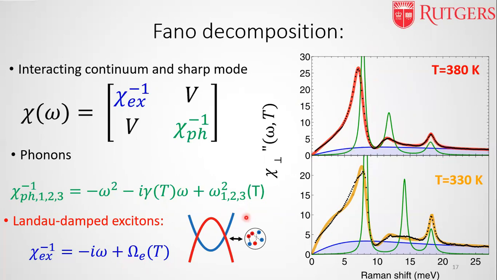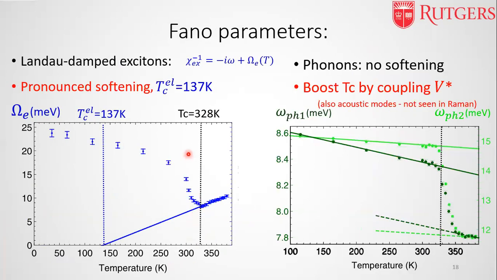Most importantly, from this fitting, we can extract the intrinsic parameters of phonons and excitons. And here I show them. For the excitonic energy, you see that on cooling to the critical temperature, it softens and then hardens. And if I were to continue the softening trend, I would obtain an excitonic transition temperature of 137 Kelvin. What happens for optical phonons is quite different. They actually harden on cooling, and that means that they cannot be the drivers of the transition. However, this coupling V, which I introduced on the previous slide, can boost TC of the excitonic-driven transition.